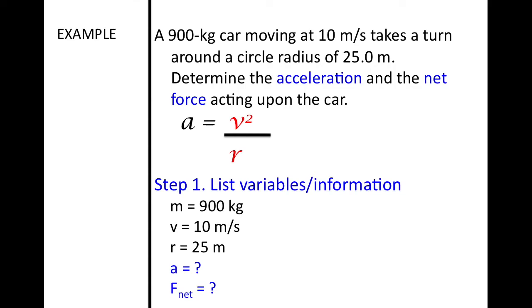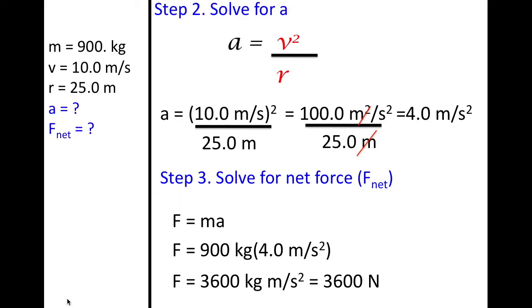So we know that the acceleration equals v squared over r. The first step is to list the variables and the information that you know. Here we have mass equals 900 kilograms, the velocity is 10 meters per second, and the radius is 25 meters. We do not know the acceleration, and we do not know the net force, but we should be able to find both.